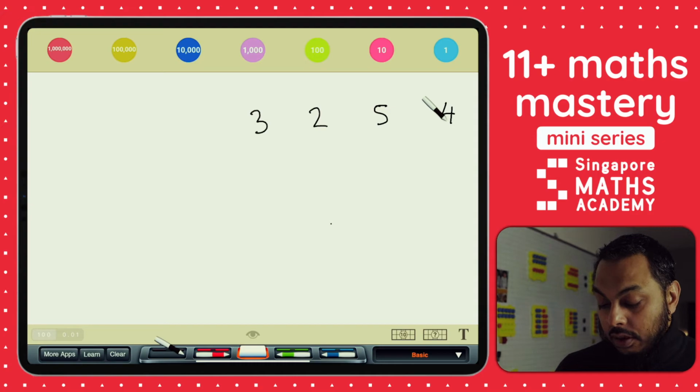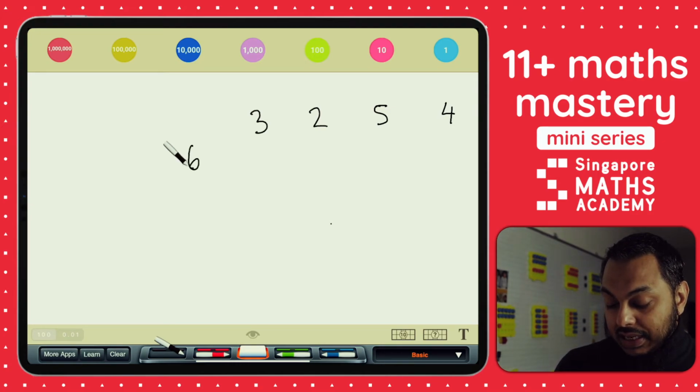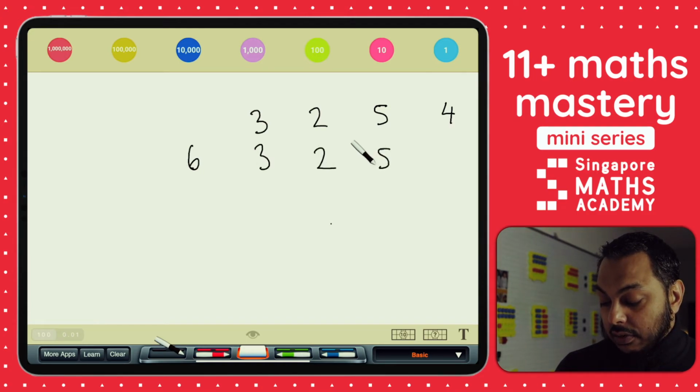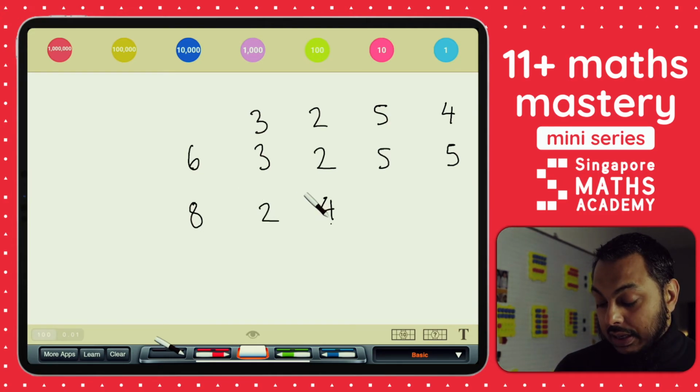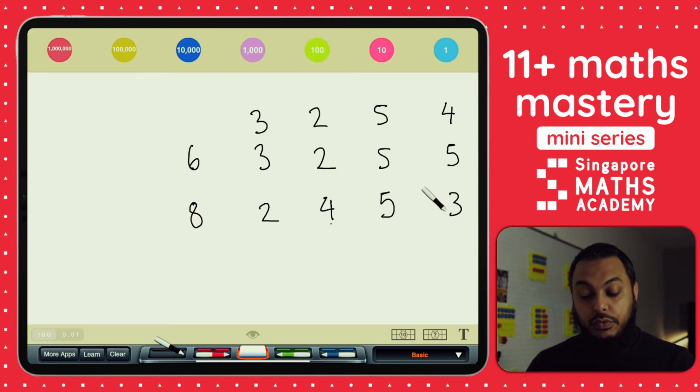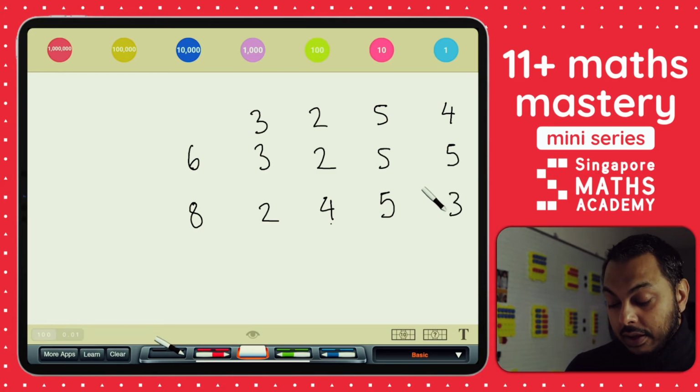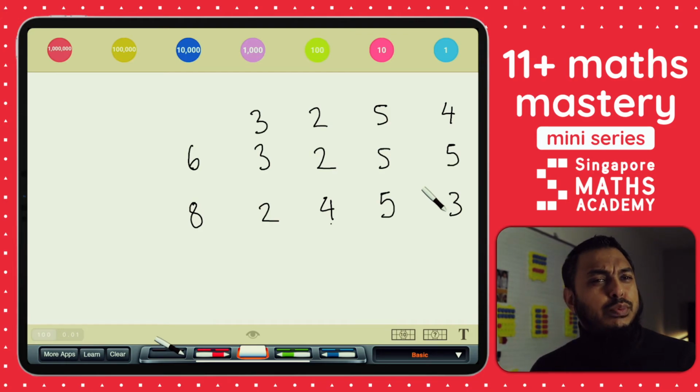Okay, let's look at 3,254. Then we'll have a look at 63,255. And we will look at 82,453. So we've got 3 different numbers here, okay? And we're going to try to arrange them in order, which is going to be from the smallest in this case to the largest.